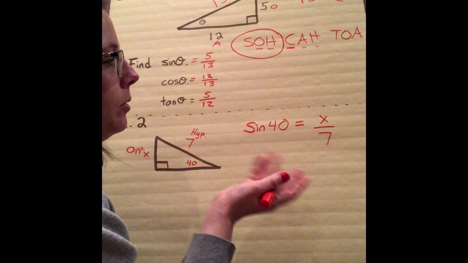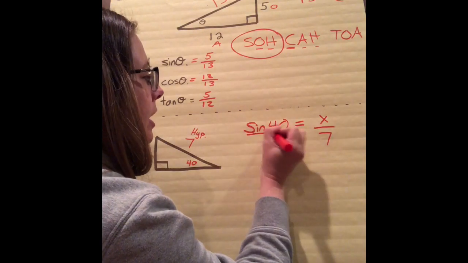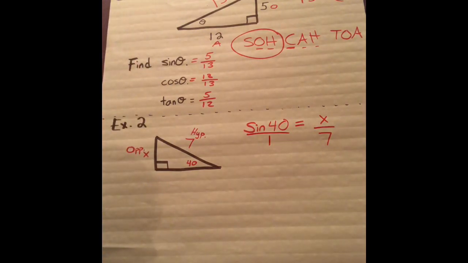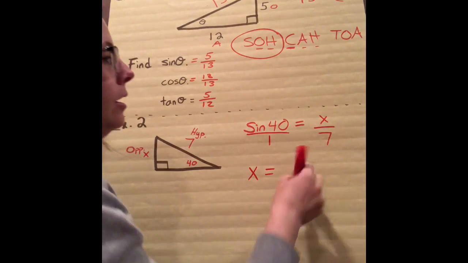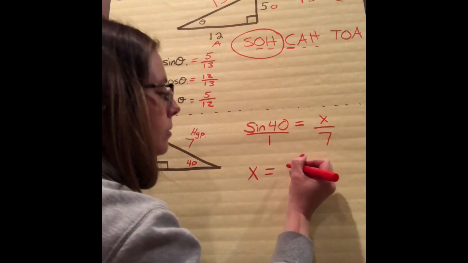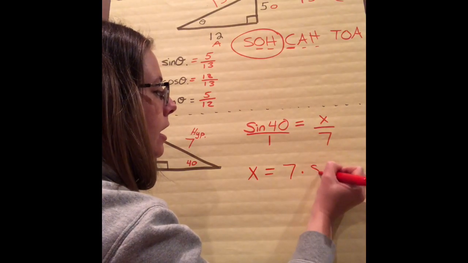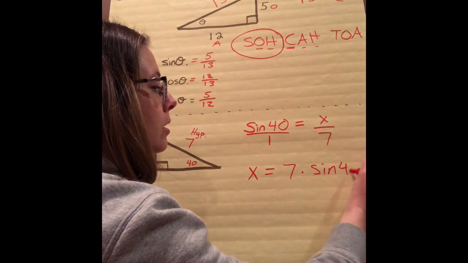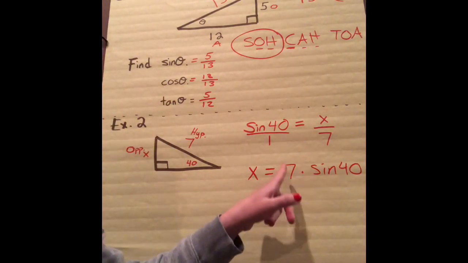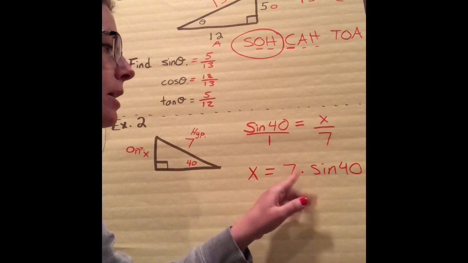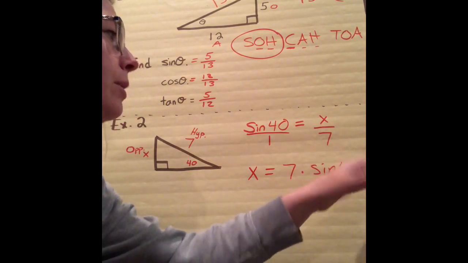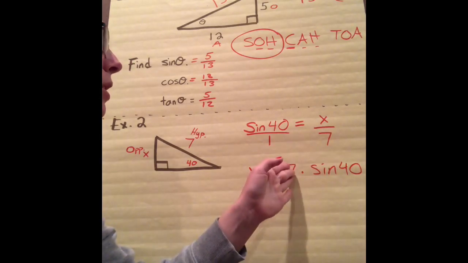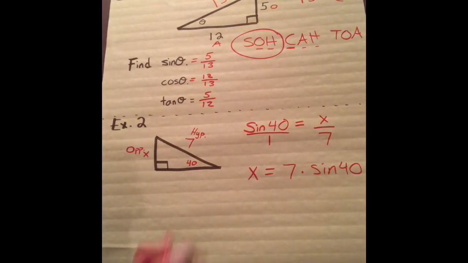So anytime you have a fraction, right, we can cross multiply here. We can put this over 1 and cross multiply, which actually turns out pretty nice because x times 1 is just x. And then 7 times sine of 40. Notice I put the 7 first because I didn't want it to be like sine of 40 times 7. I don't want to end up taking sine of 280. I always put the number or the constant in front of sine.